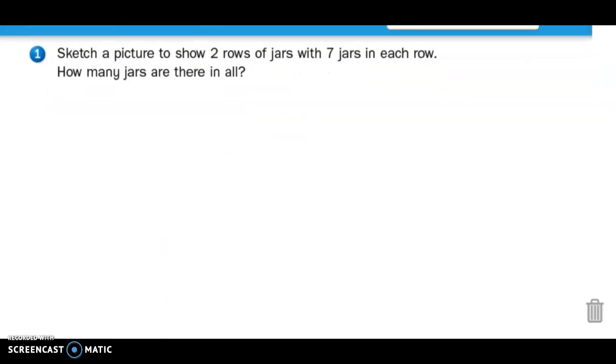So right now you're going to sketch or draw a quick picture of 2 rows and 7 jars in each row. So not total, but in each row. Put me on pause, draw these, and unpause me when you have it drawn. All right, if you are back, that means you have this array drawn.